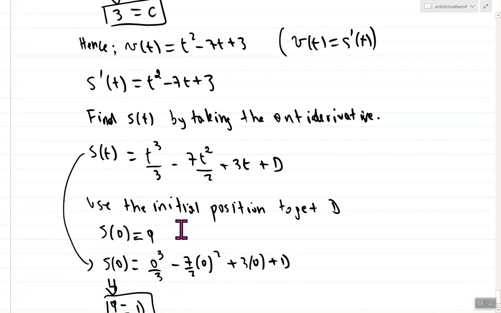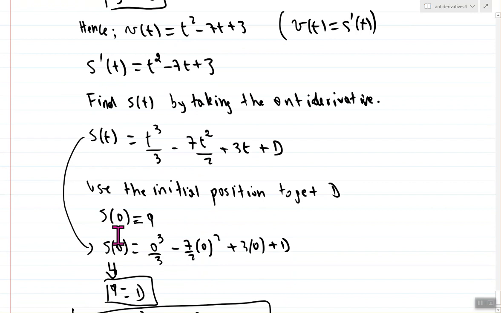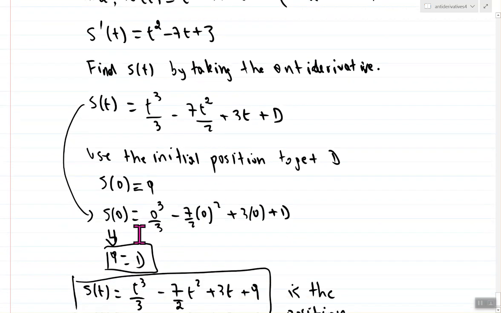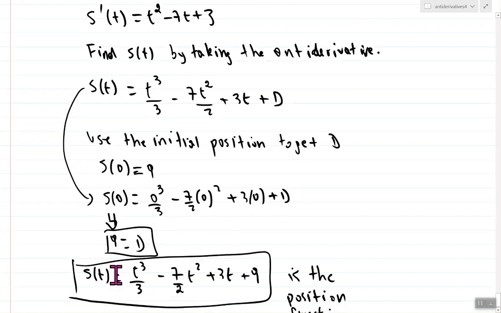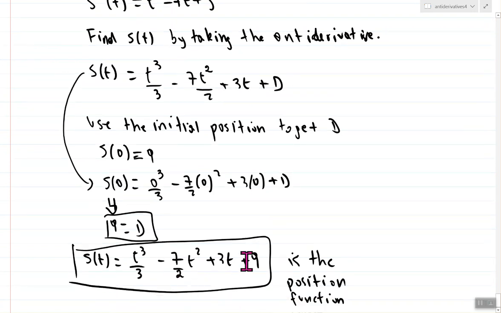So then we use the initial position, which is s of 0 equals 9. So we're going to take this function, we're going to evaluate it at t equals 0. And then on the left side, s of 0 is 9. So we replace it by 9. But because we have zeros, plus d, which is just d, so d equals 9. And then you go back to this function, you replace d by 9, and then you get your position function. So for this problem, the position function s of t equals t cubed over 3 minus 7/2 times t squared plus 3t and then plus 9.